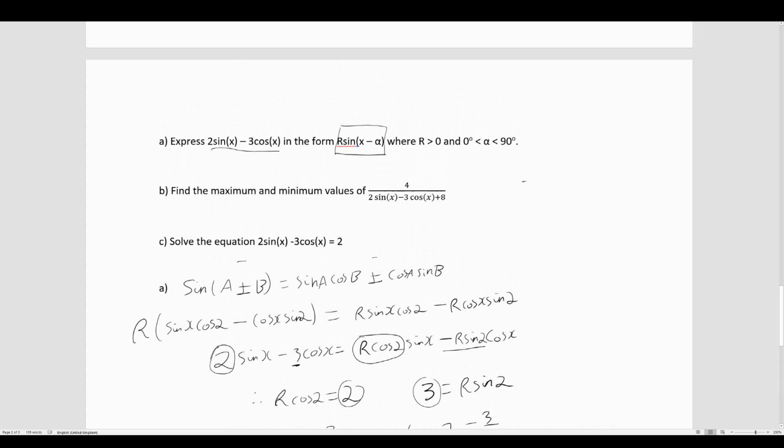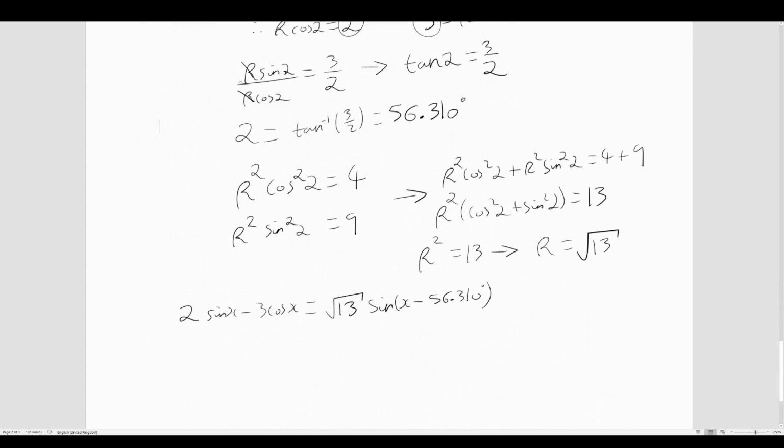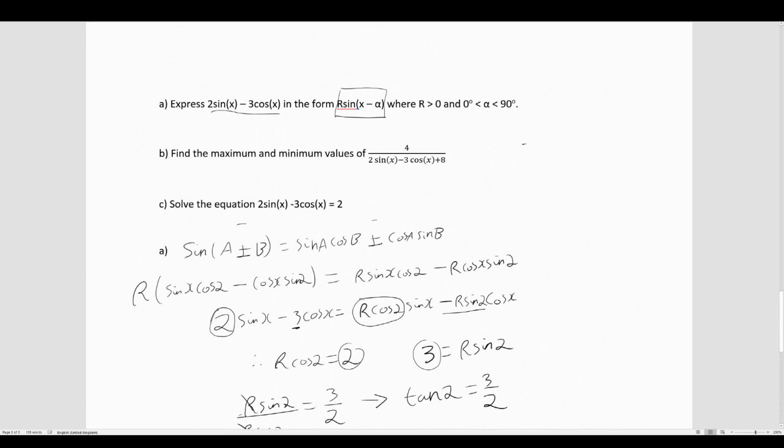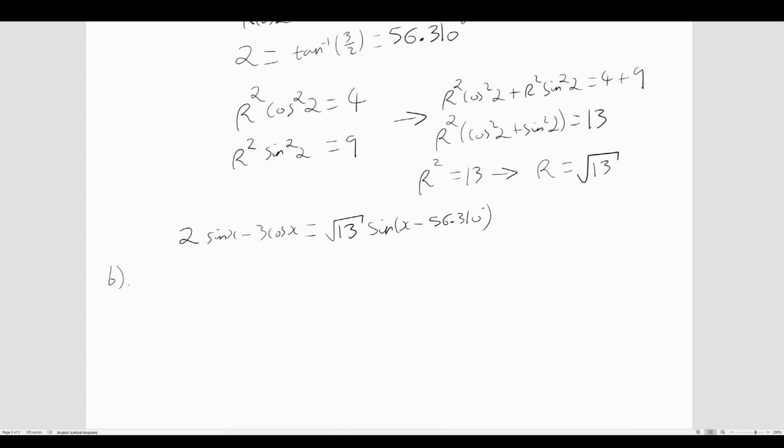For part B, we want maximum and minimum values. So for part B, we are given the expression 4 over (2 sine x minus 3 cos x plus 8), which I can rewrite. I know from my answer to A that this is going to be 4 over (root 13 sine of, let me rub that out, make it a bit neater.